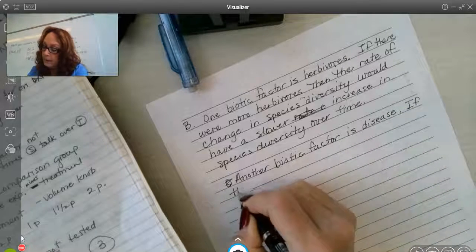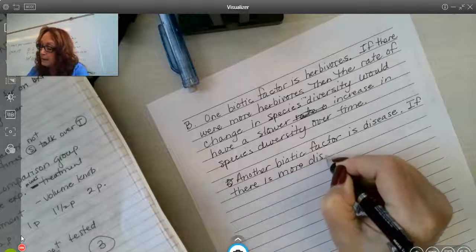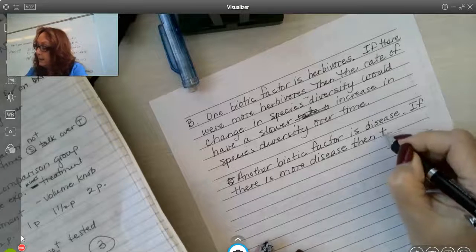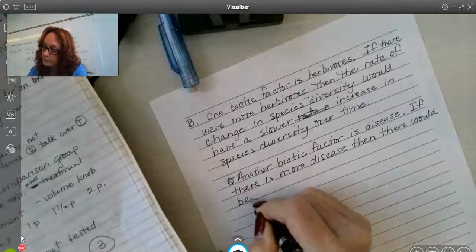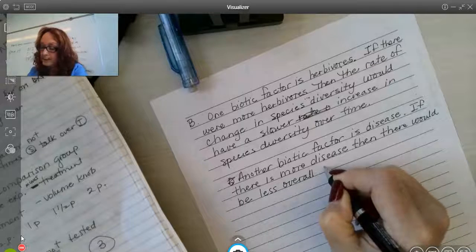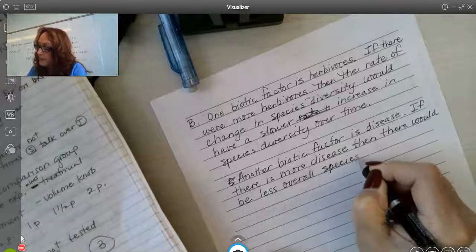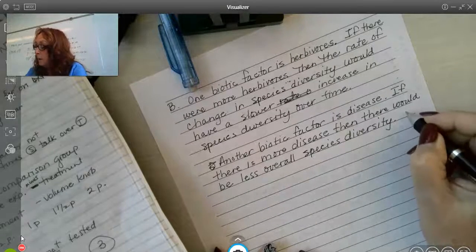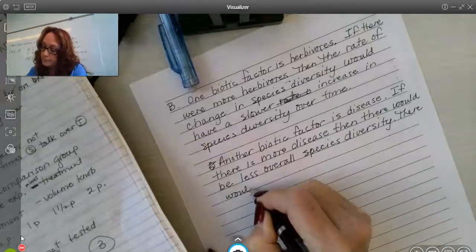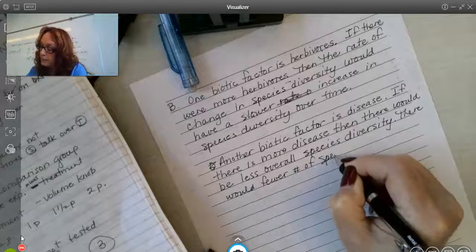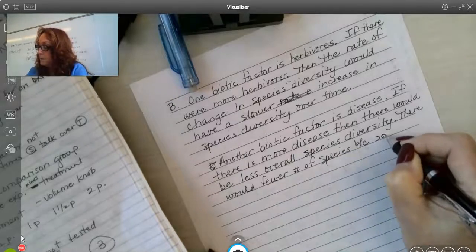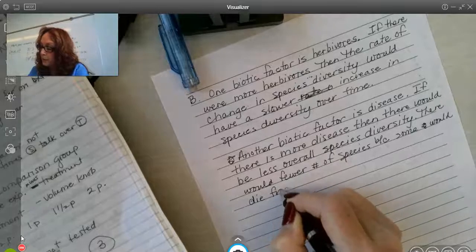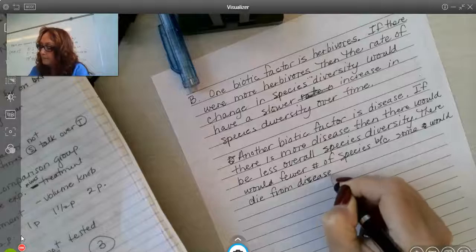So here I'm going to go again. If there is more disease, let's just go with the pattern of more diversity, less diversity. Then there would be less overall, that's saying on all four, species diversity. Because you'd have fewer that were actually there. Because some would, I could say that, there would be fewer number of species because some would go away, die. Okay, let's put die from disease. Oops. Okay, there we go.